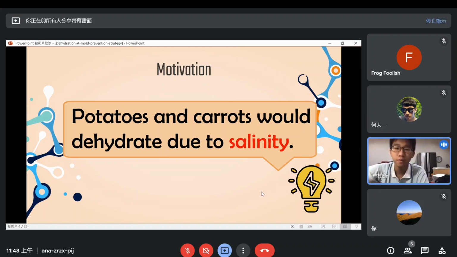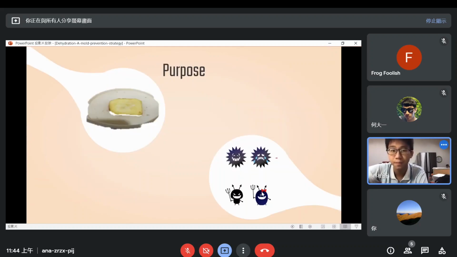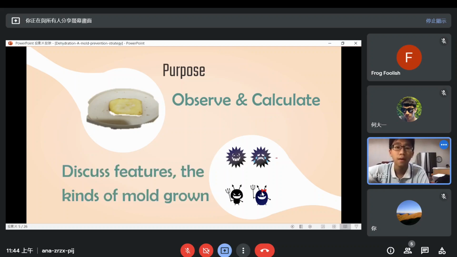In order to perform the experiment, we used an ancient way to preserve food called pickling. Our purpose is to preserve slices of pickled apples and calculate the mold cover surface area. Furthermore, we could observe and discuss the features and the kinds of mold growing on the apple slices.